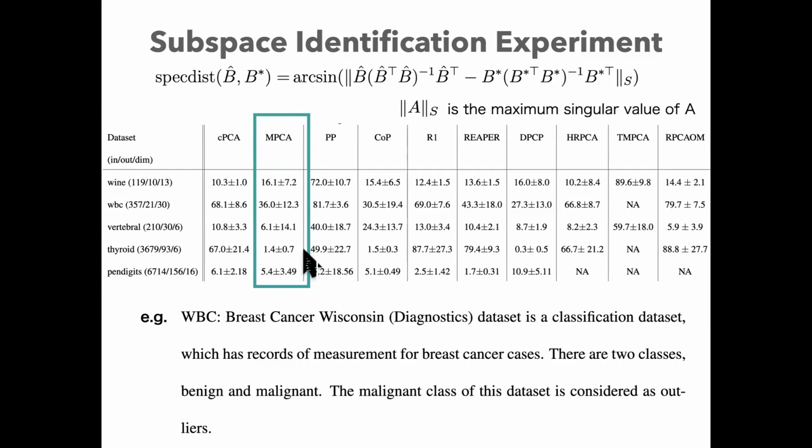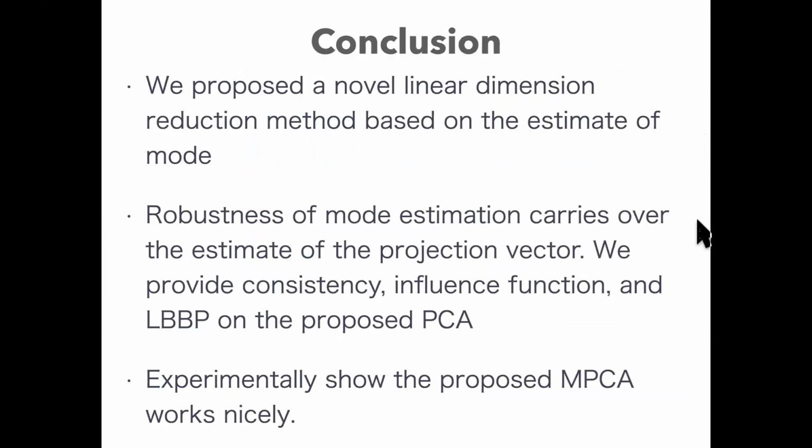Okay, let me summarize my talk. The proposed dimension reduction method is robust because it is based on model estimation. The proposed method is theoretically shown to have some good properties: the convergence to the ground truth density in probability. We derive the influence function, and we also derive the lower bound of the breakdown point to characterize the robustness of the proposed method.